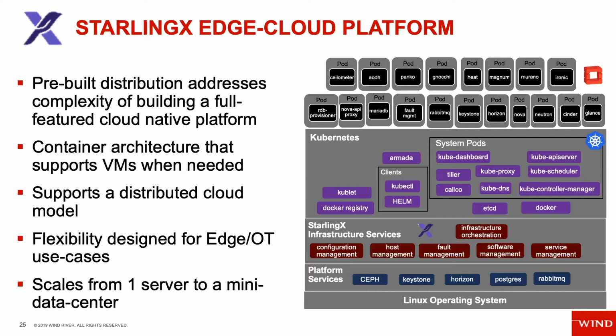Now, in addition to standard cloud native container services, Starling X also has a number of infrastructure services for things like fault management, service management, host management, so it can do fault detection, monitoring, and other types of services to ensure high reliability, zero-touch provisioning, ease of management, and those types of services.